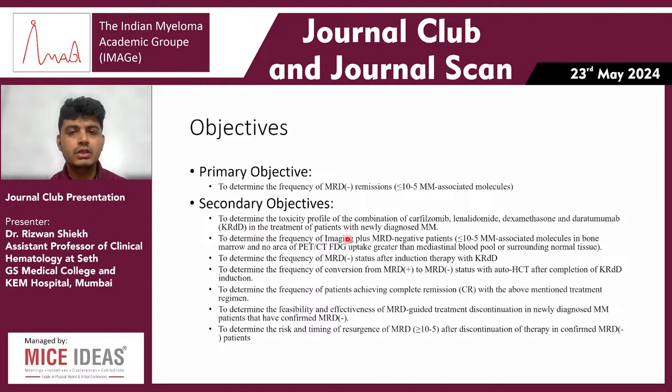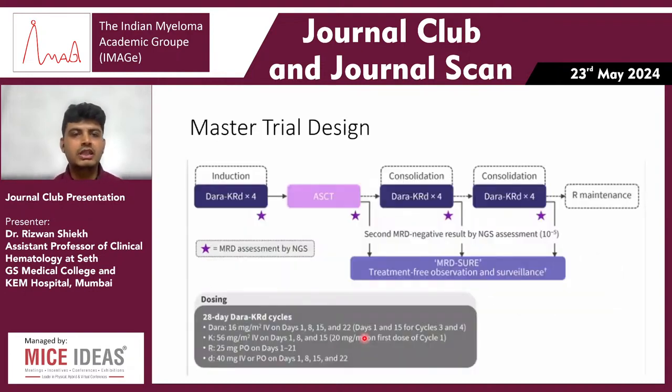The secondary objectives include the toxicity profile, finding out patients who have achieved imaging plus MRD negativity, the frequency of MRD negativity after induction therapy, the frequency of conversions from MRD positive to MRD negative post-transplant or post-consolidation therapy, and the patients who have achieved CR with MRD negativity. However, the most important objective, I think, is the feasibility and effectiveness of MRD-guided treatment discontinuation in newly diagnosed patients who have confirmed MRD negativity. And if those patients are on observation, then what is the risk and timing of the resurgence of MRD after discontinuation of therapy? So this is the study design.